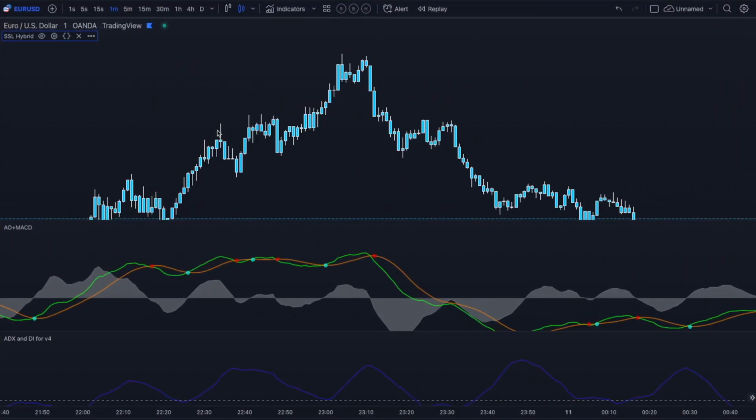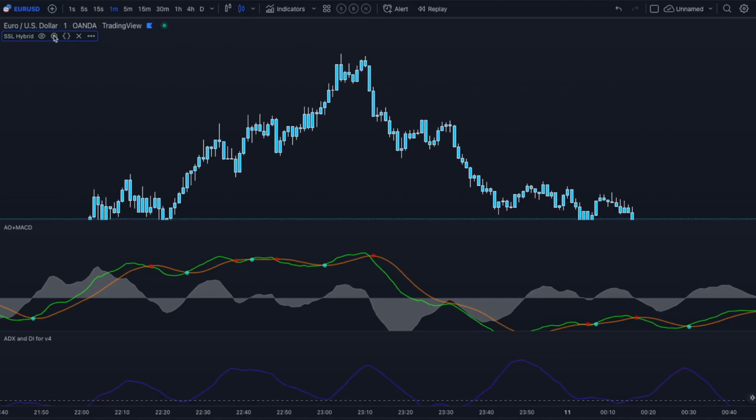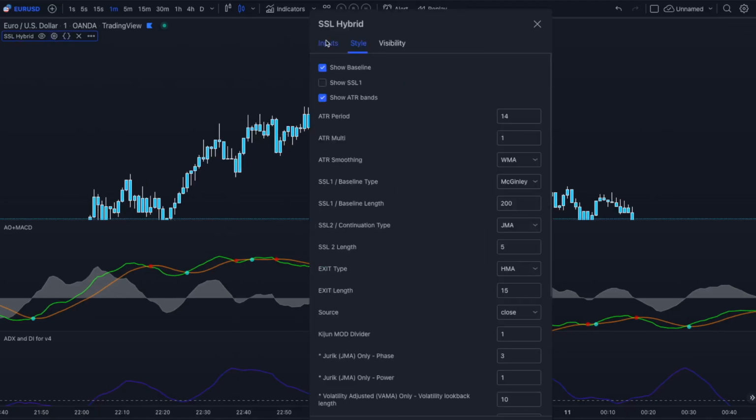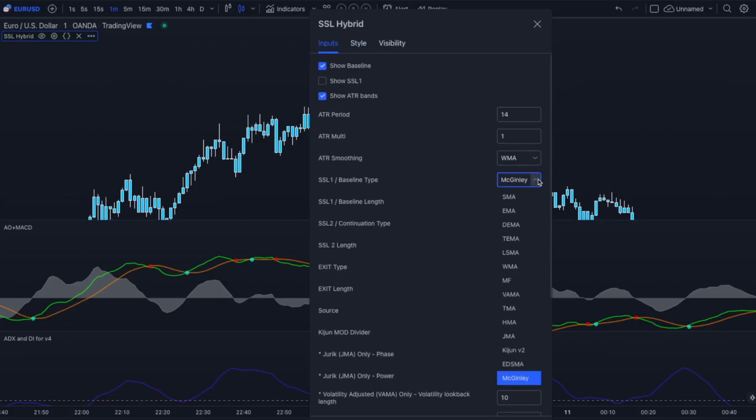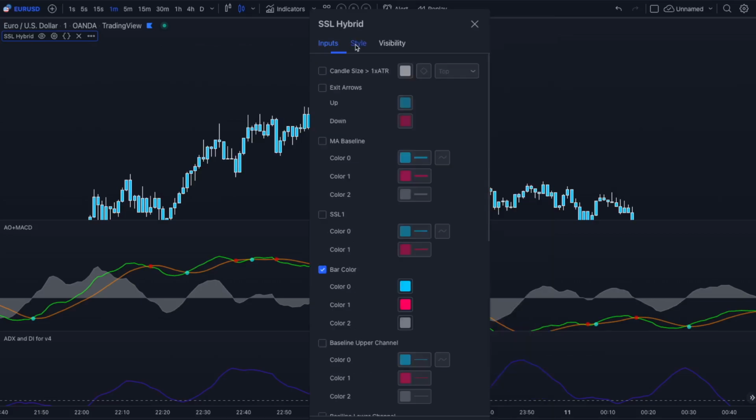Let's jump right into TradingView, and I'm going to show you quickly now what indicators Tradeiq is using in his video. So first of all, we need the SSR hybrid. We are changing the inputs here to a McGinley MA, and we are changing the baseline length to 200. Everything else stays the same, and we are turning everything off here in the style section except the bar color.